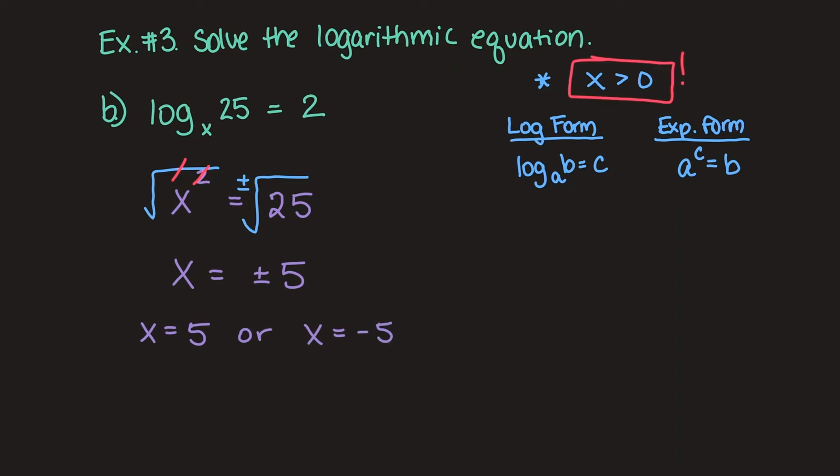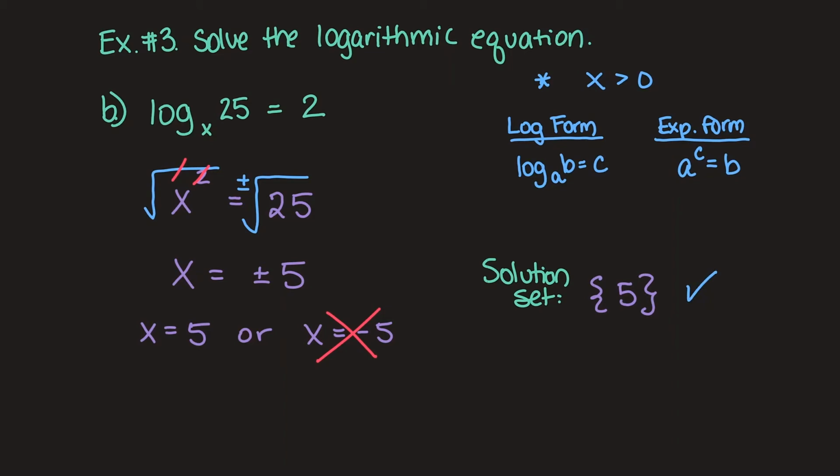However, we need x to be greater than 0, therefore we do not include negative 5 as part of our solution. The solution set for this equation will just be 5.